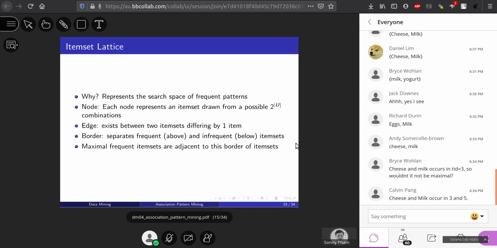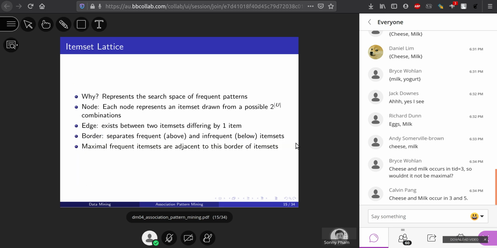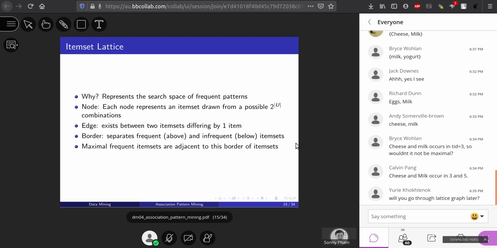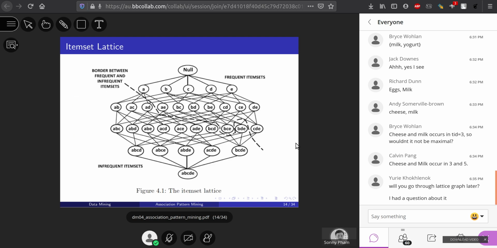Okay. Next one is association rules. All right, maybe I stop there and go to the tutorial question. That's enough basic concepts. Do you have any question about the lattice graph? Feel free to ask a question about it. I love questions. So this is figure 4.1 from the textbook, by the way.